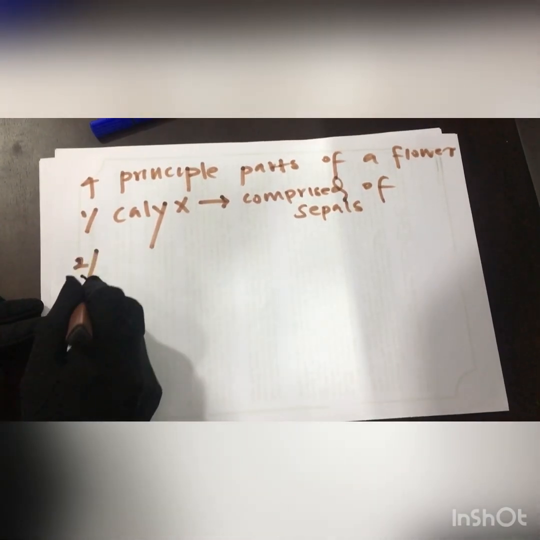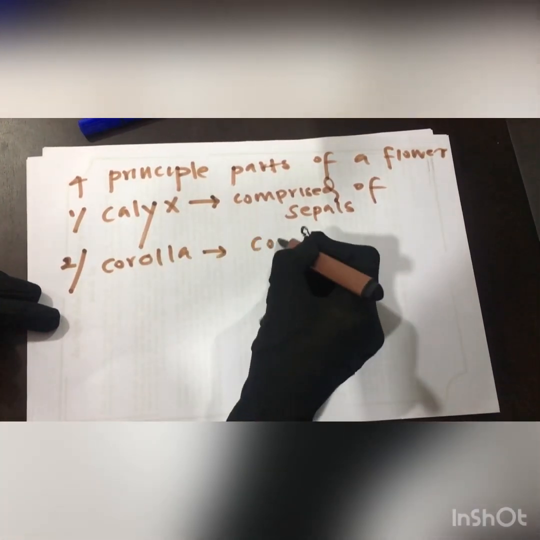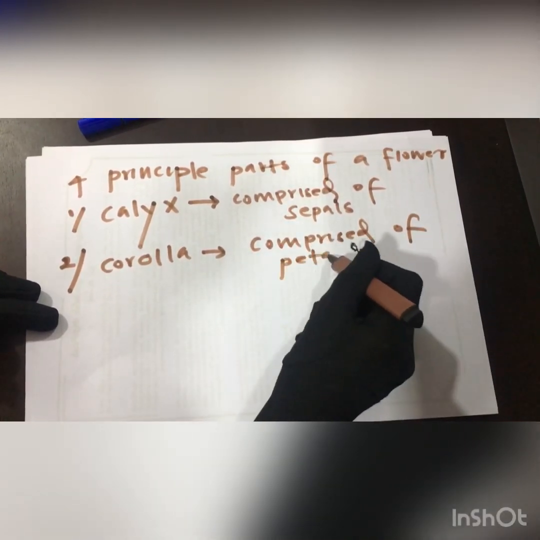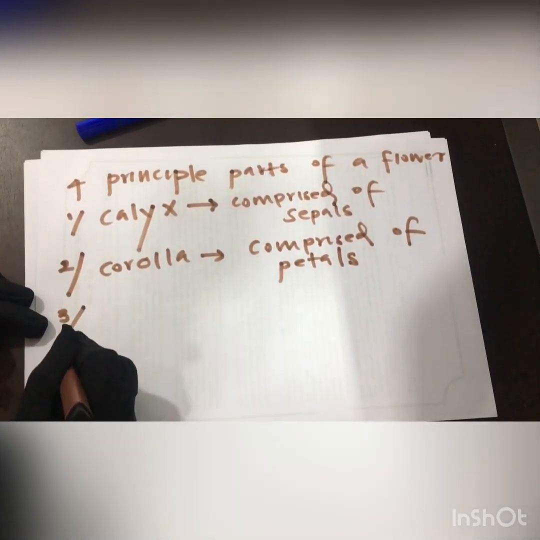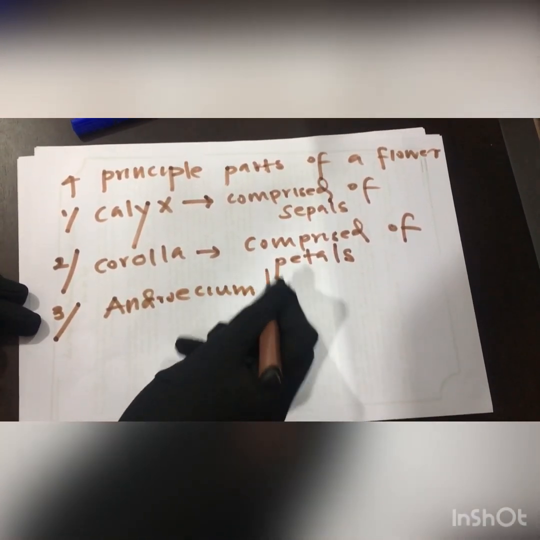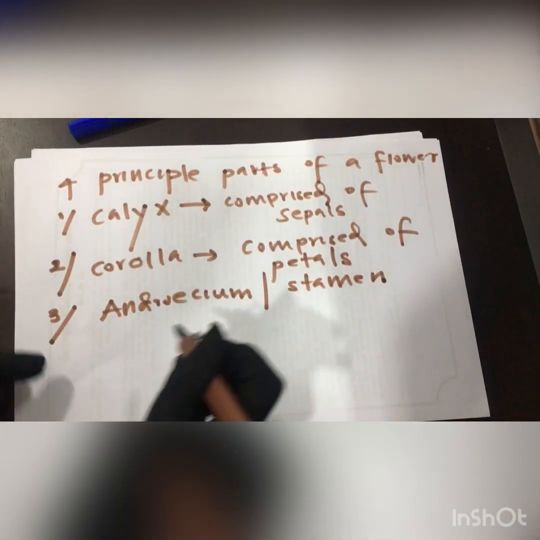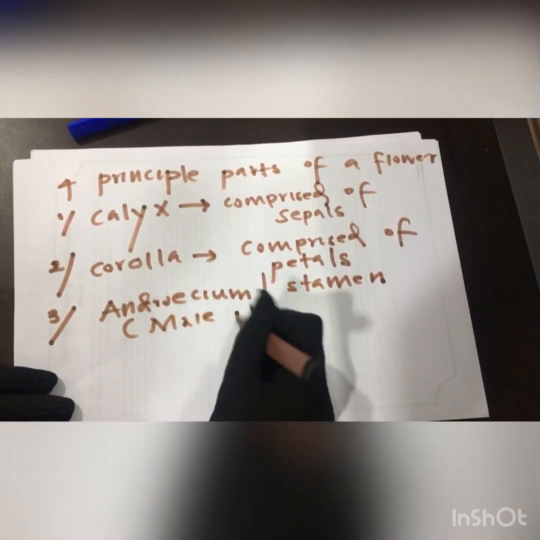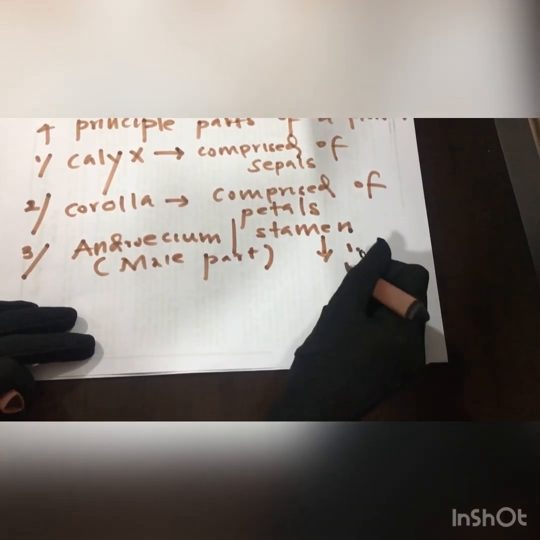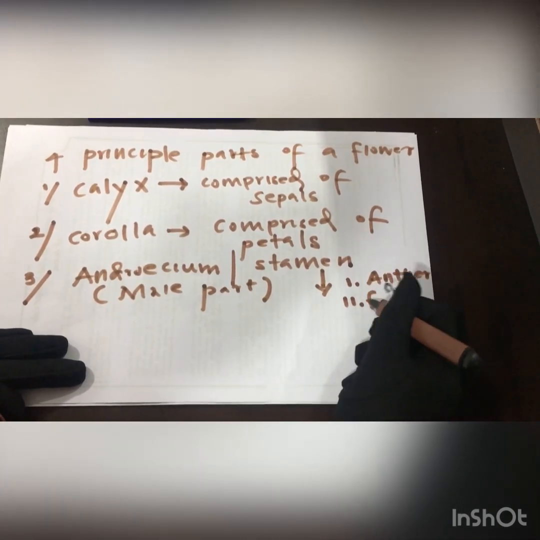And the second is the corolla. Corolla comprises all the petals that are present in the flower. And the third one is the androecium or the stamen. Androecium or the stamen is the male part of a plant. Androecium, the stamen, contains two parts, those are anther and the filament.